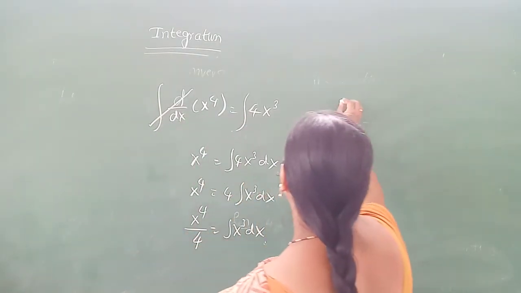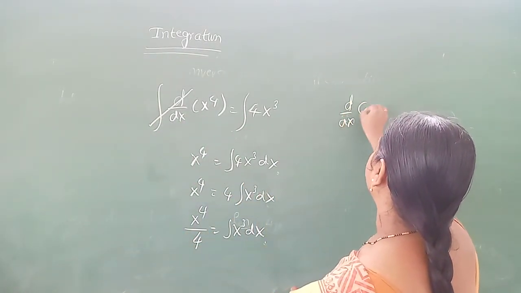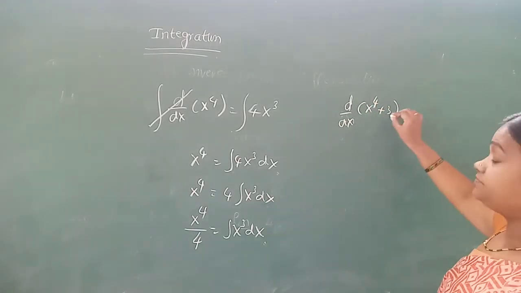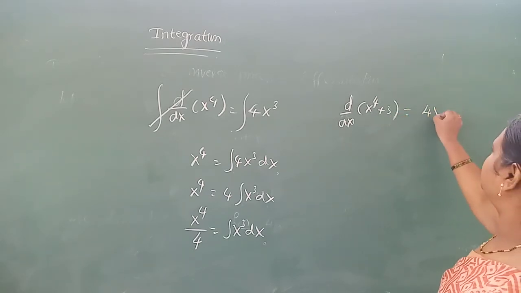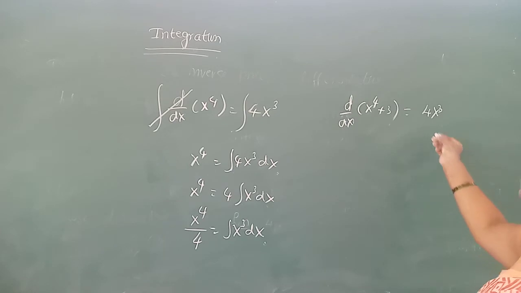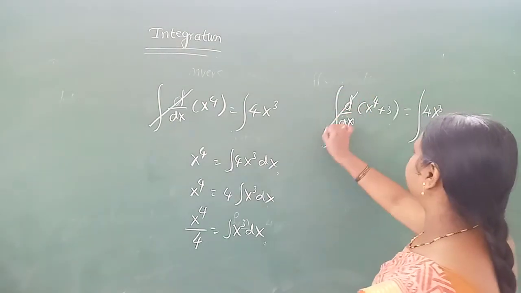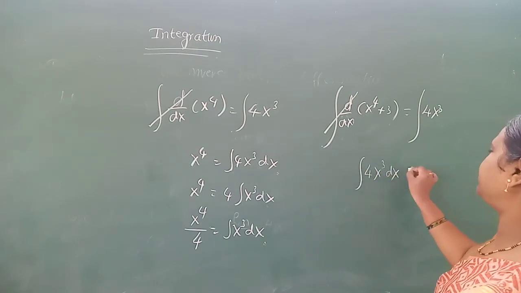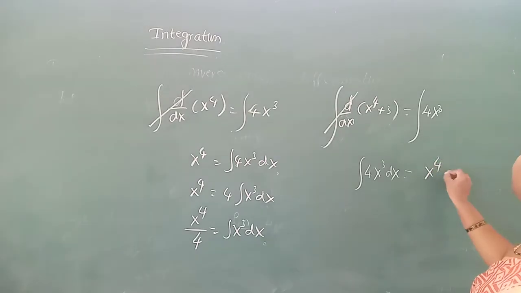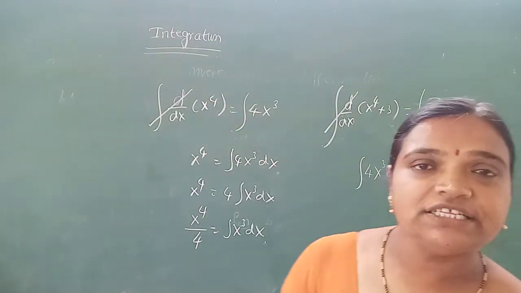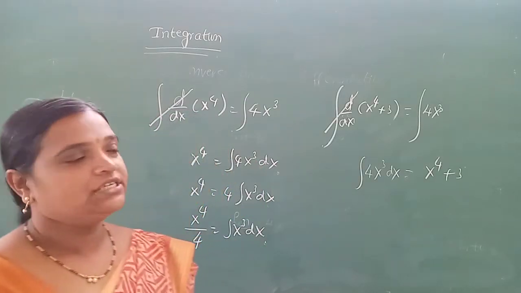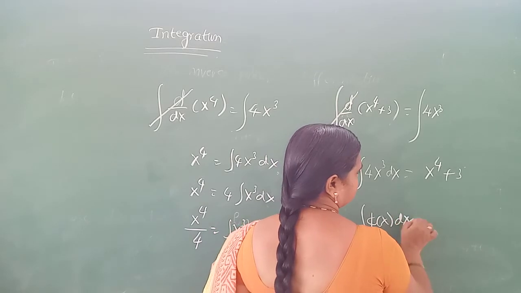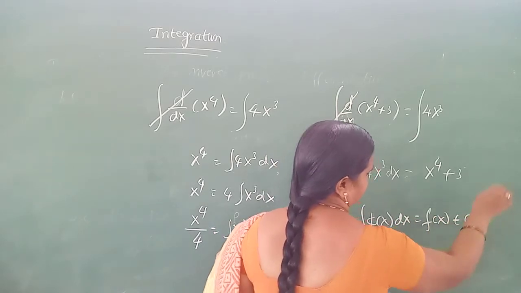In general, if I take d by dx of x to the power 4 plus 3, what is this differentiation? It is 4x cube. Constant differentiation is 0, no need to worry. Therefore, again you apply integration. Integration and differentiation get cancelled. We get integration of 4x cube dx with respect to x, and we will get x to the power 4 plus 3. Means if we take the constant, it will not affect. Similarly, we can write integration of f of x dx is F of x plus c.